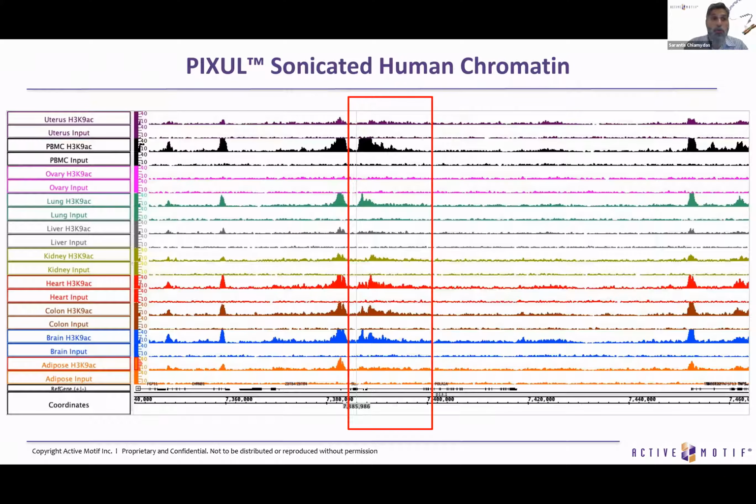We also tried to run ChIP-seq experiments in parallel with this chromatin. You can appreciate the results using histone modifications, in that case H3K9 acetylation, in chromatin from different tissues. We get highly reproducible data in both human and mice. That means that the quality of the chromatin that we get from sonication is not only highly reproducible, but also tested and validated for ChIP-seq experiments.